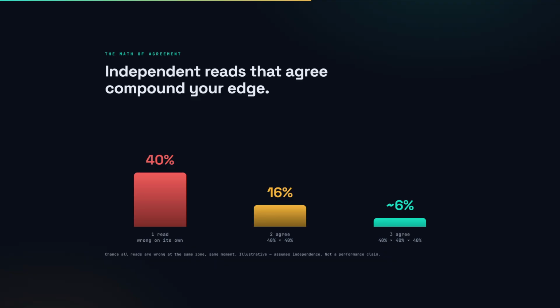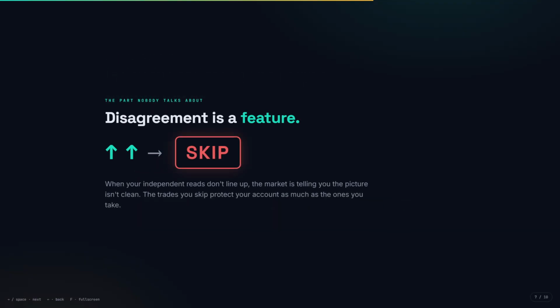And it's just arithmetic. And here's the part almost nobody talks about. If the point of Confluence were only take the trade when everything lines up, it would just be a fancy entry filter. The real power is the opposite. When your independent reads disagree, that's information too. It's the market telling you the picture isn't clean, so you stand aside. The trades you skip protect your account as much as the trades you take. A method that can confidently say, not here, is worth more than one that always has an opinion.